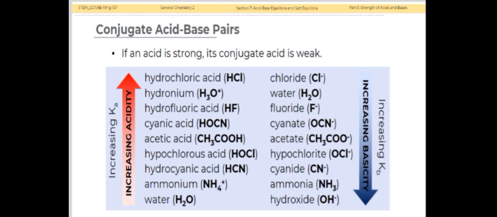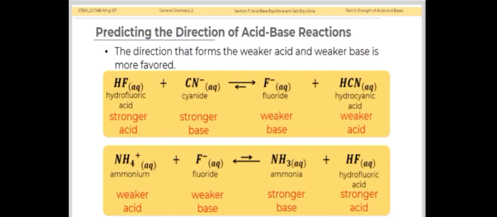From the examples we have, we can conclude that if an acid is strong, its conjugate base is weak. For instance, hydrochloric acid, a strong acid, has chloride ion as its conjugate base. Chloride ion is so weak that it cannot accept a proton from acids weaker than hydrochloric acid. On the other hand, water is relatively weak as an acid. Its conjugate base, hydroxide, is the strongest base that exists in water.